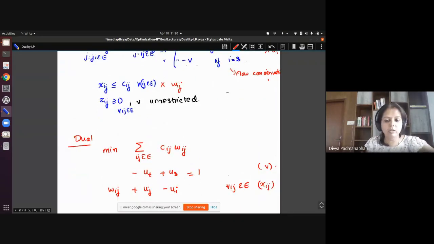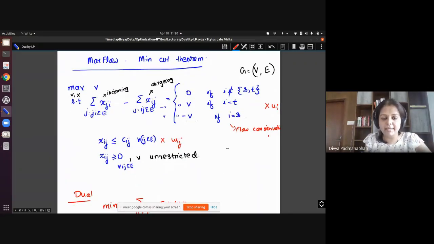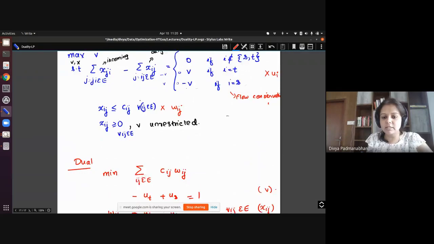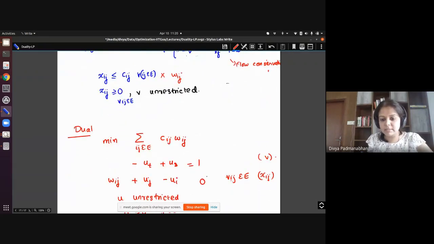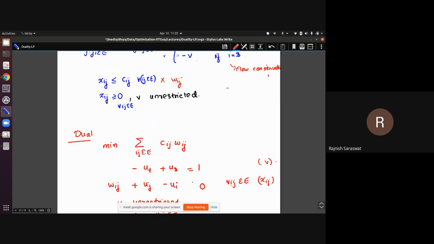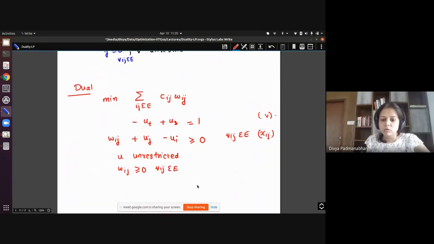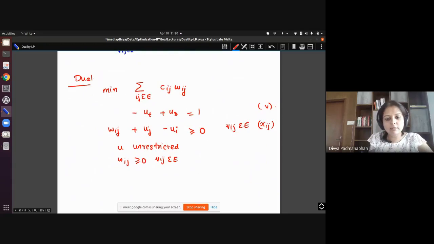Now what about this side of the inequality? Is it less than? Is it greater than? The right hand side is 0, because for every edge there's no xij terms coming in the objective. So is it going to be less than, or greater than? Greater than or equal to 0, right? Okay, so this is the dual.